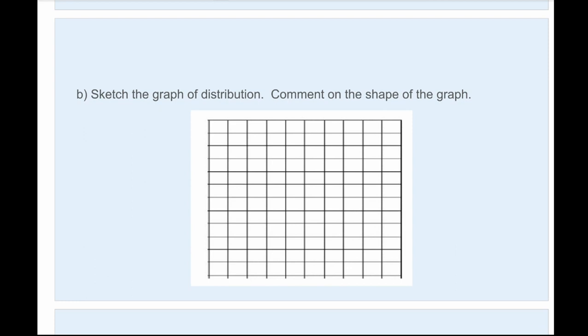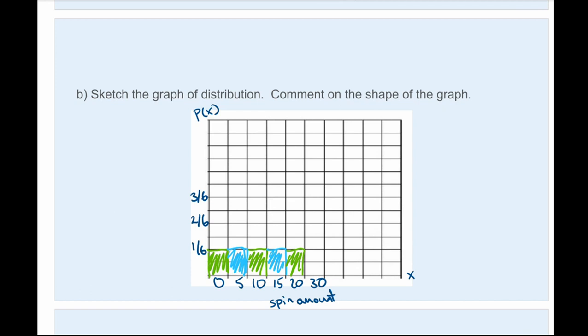To sketch the graph of the distribution, this is also just as easy. Keeping in mind our y-axis is going to be the probability, our x-axis is going to be our outcomes. We have then 0, 5, 10, 15, 20, and 30 for our spin amount. Our probability of x. So in terms of our scale, it doesn't really matter too much because it's all going to be the same. Right? 0 was 1 out of 6. To get a 5 was also 1 out of 6. I'm just going to alternate colors just to make it a little bit easier to see these bars. So there is our graph of our distribution.